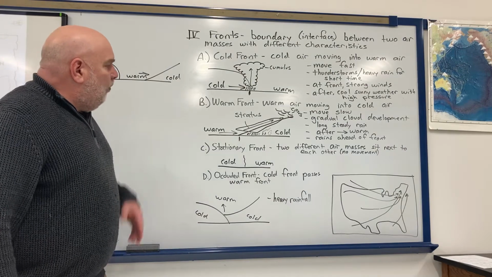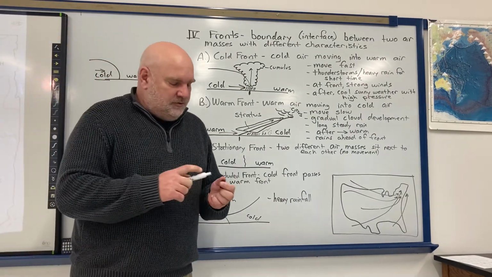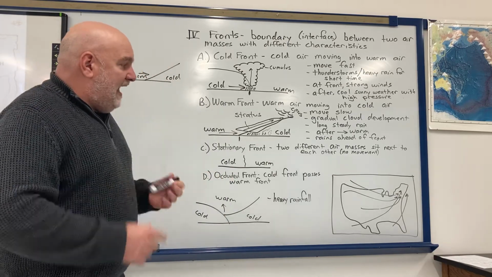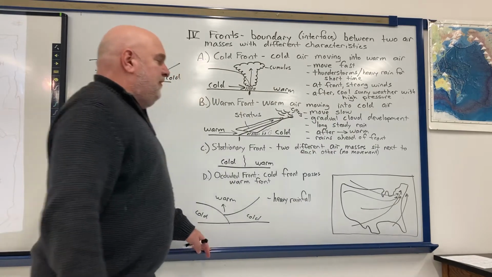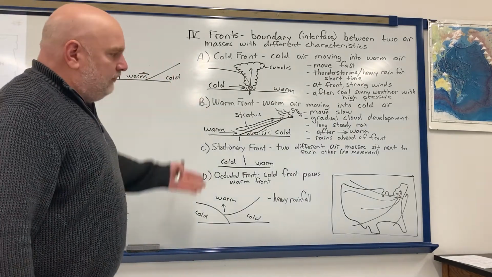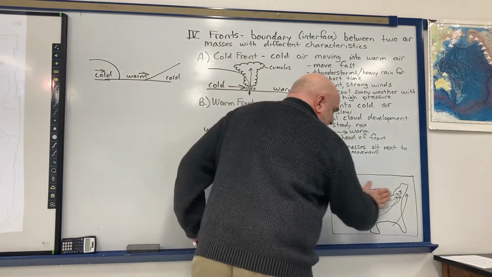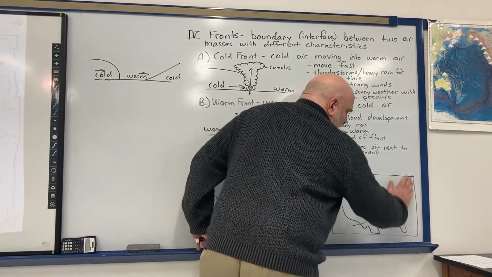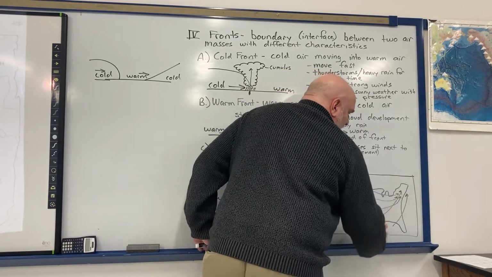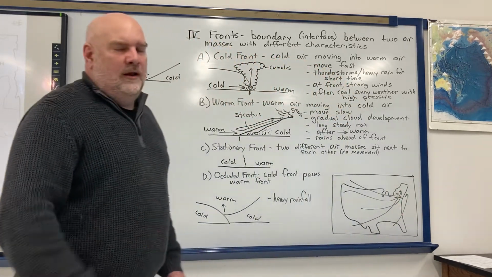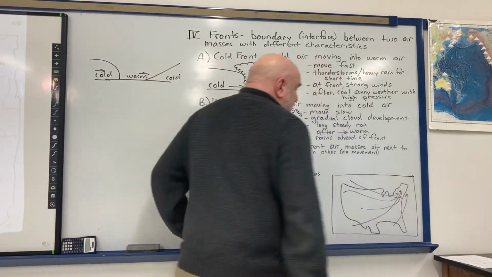All right, now weather systems, including fronts, don't just move randomly across the country. They follow set patterns, and that's what this map shows you right here. This shows you the direction that weather systems, including fronts, typically move across the country. They typically trend up towards the northeast. The reason the weather does that is because of the prevailing winds. But weather typically moves towards the northeast across the country.